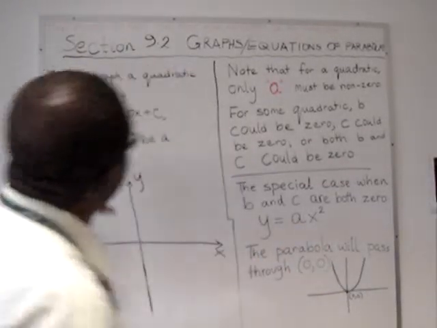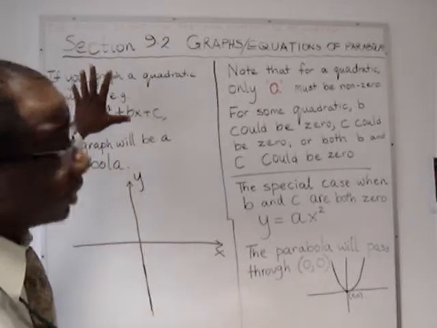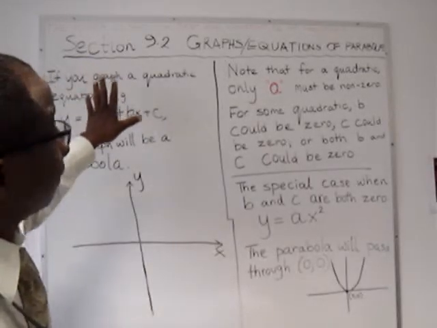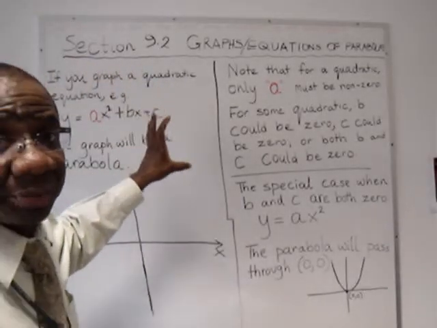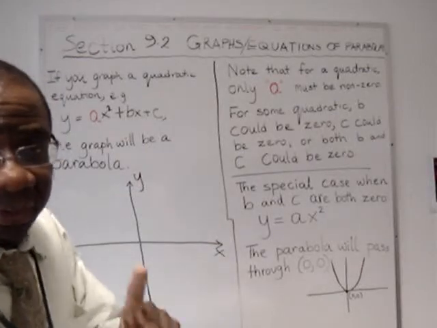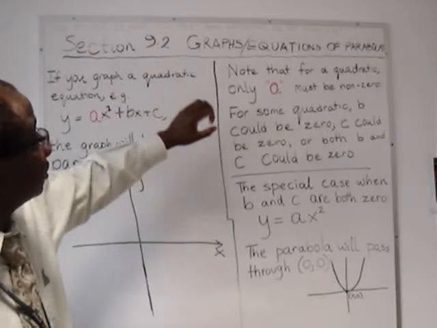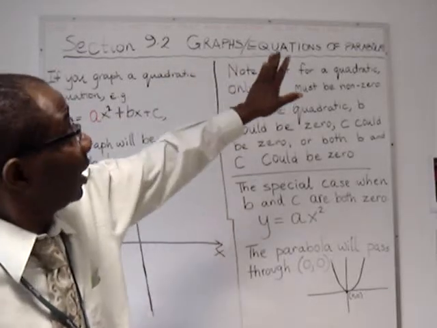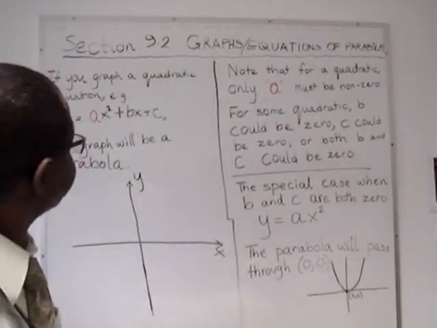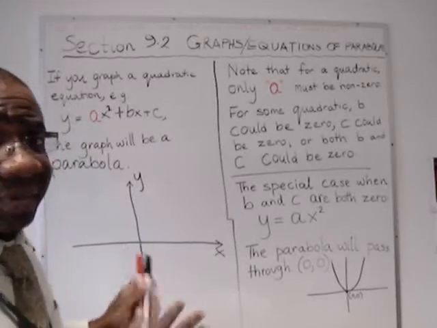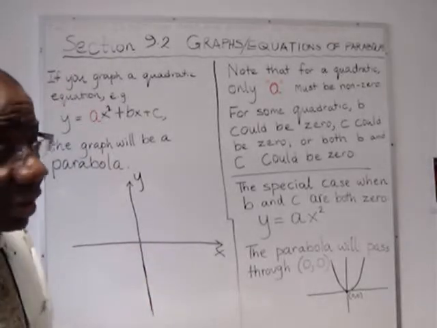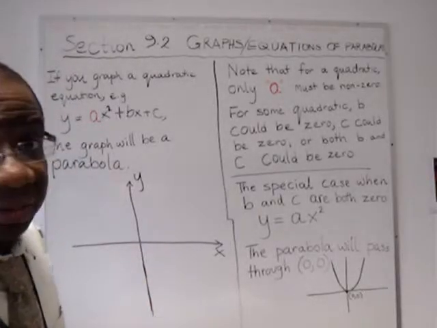Okay, Rachel, we're going to talk about section 9.2 of your book. This is the Algebra 2 textbook, section 9.2. And in that section, they deal with graphs and equations of parabolas. Let me remind you of a few things before we go a little deeper into what the section is trying to teach you.